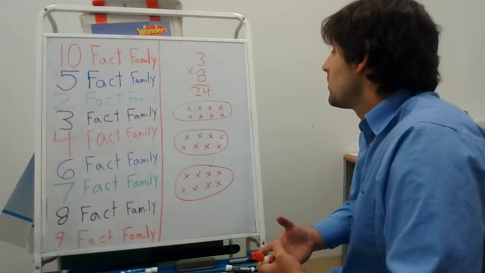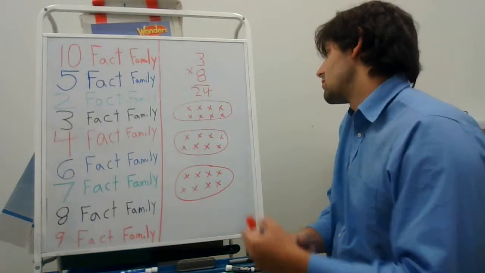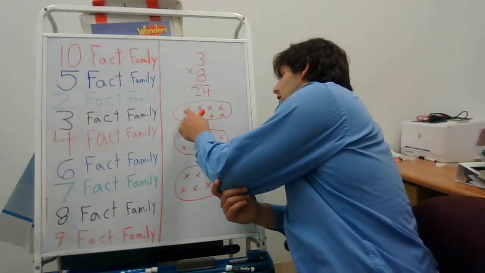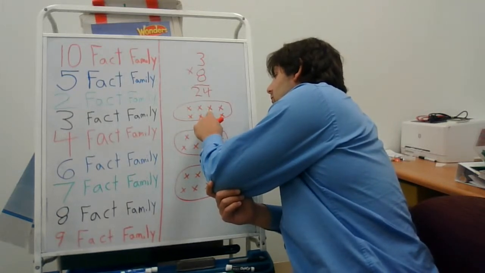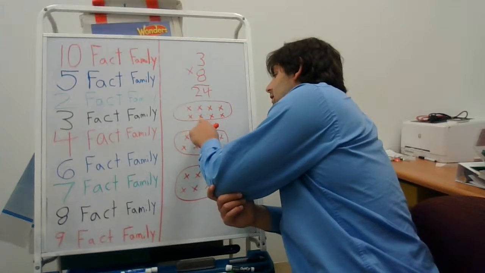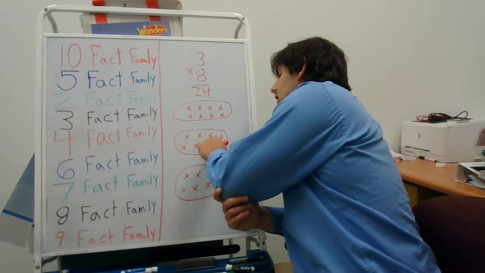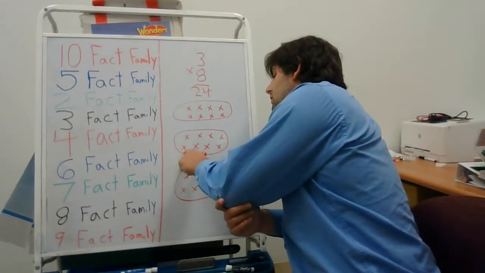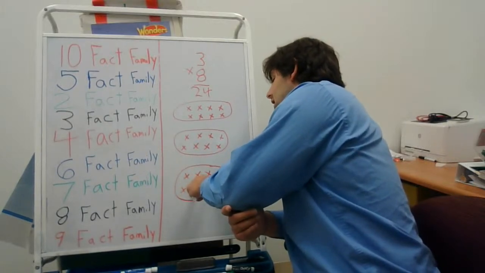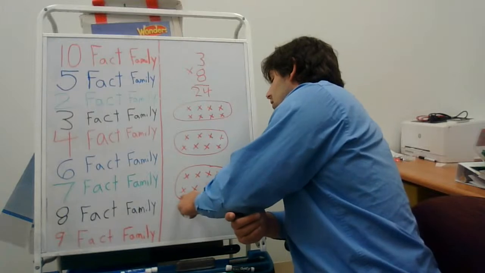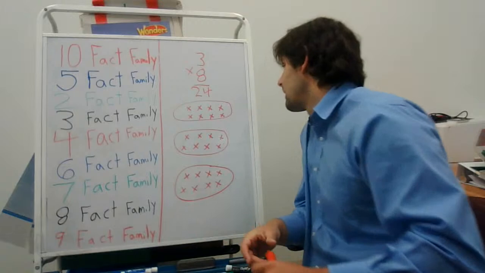Now, I would recommend counting a second and third time, just to make sure that you've got the right answer. So it's okay to double check, triple check your work. So let me count again just to make sure. 1, 2, 3, 4, 5, 6, 7, 8, 9, 10, 11, 12, 13, 14, 15, 16, 17, 18, 19, 20, 21, 22, 23, 24.